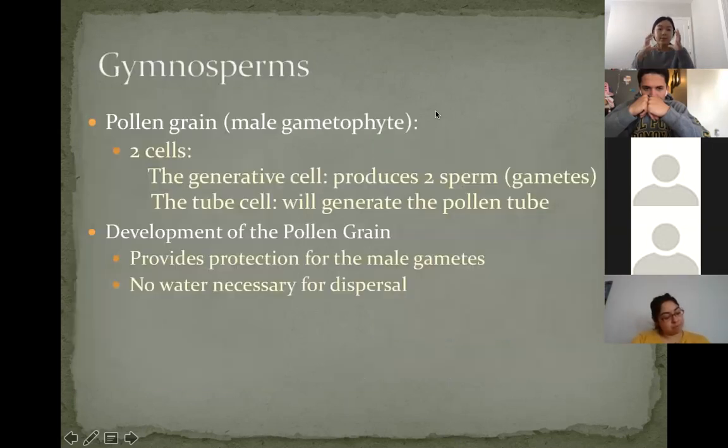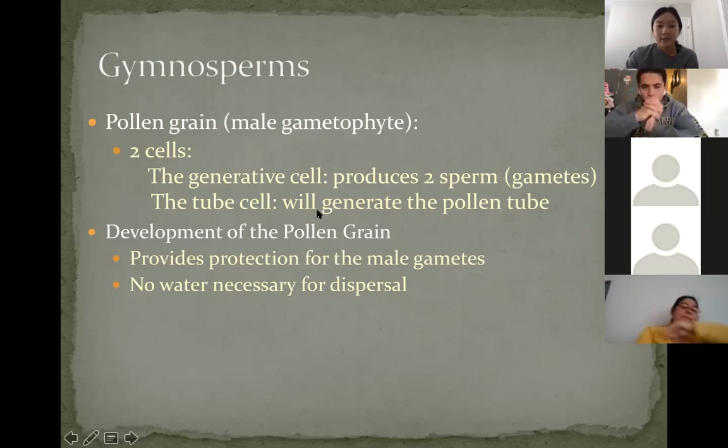Okay, so like I said, within the microsporangium are the microspores, but eventually those will germinate and produce your pollen grain, also known as your male gametophyte. Now, the pollen grain is made up of two cells. You have your generative cell, which will produce your two sperm or your two male gametes, and then you have your tube cell, which will eventually generate the pollen tube. I'll talk about the function of the pollen tube in a second. So when you think of the generative cell, just think that it generates two sperm, and the tube cell obviously produces the pollen tube.